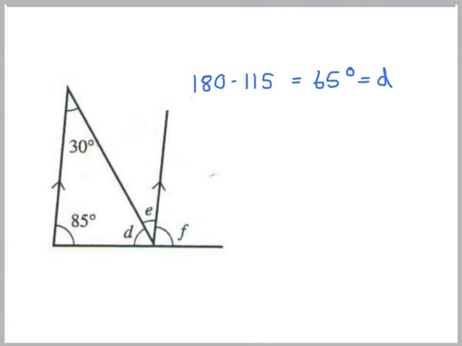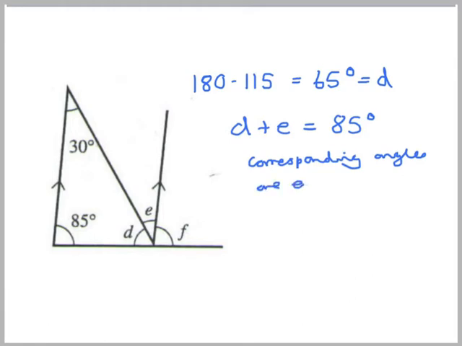So I know that D plus E must equal 85 degrees. The reason I know that is because corresponding angles are equal. So if I know that D and E add up to 85 degrees, but here I've already said that D was 65 degrees, well, I must know then that E must be, well, what do I add to 65 to get to 85? E must be 20 degrees.